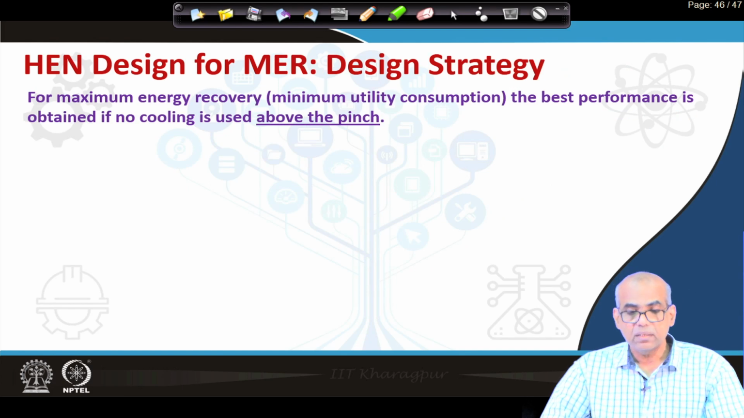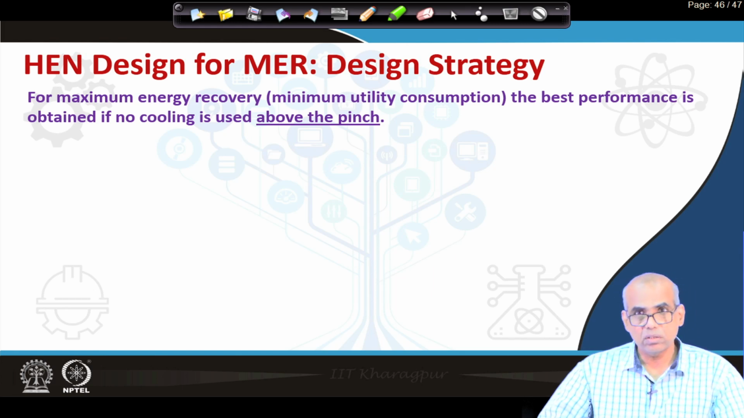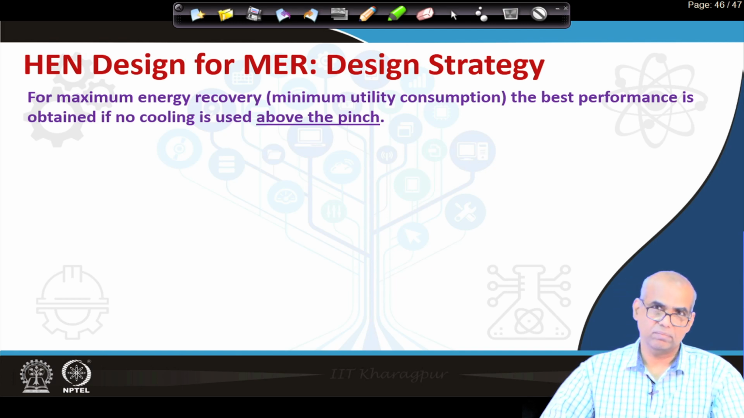Now, what should be the design strategy for our heat exchanger network such that we obtain a heat exchanger network which will ensure maximum energy recovery. For maximum energy recovery, or synonymously minimum utility consumption, the best performance will be obtained when we do not use any cooling above the pinch.